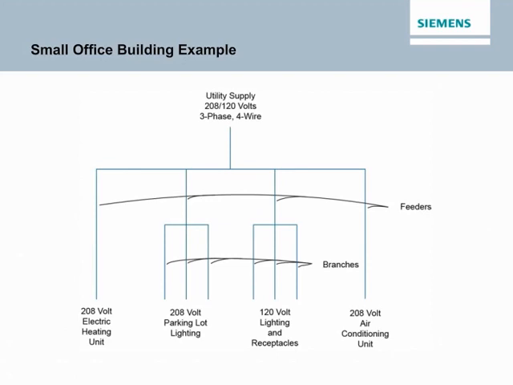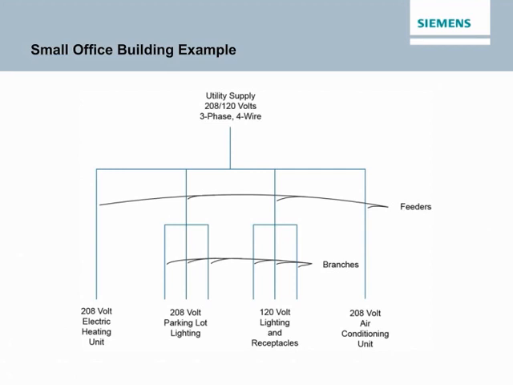A small office building, for example, might require 120 volts for interior lighting and receptacles and 208 volts for heating, air conditioning, and exterior lighting. In this example, the utility company supplies 208/120 volt 3-phase 4-wire service. The main incoming line is divided into 4 feeders.